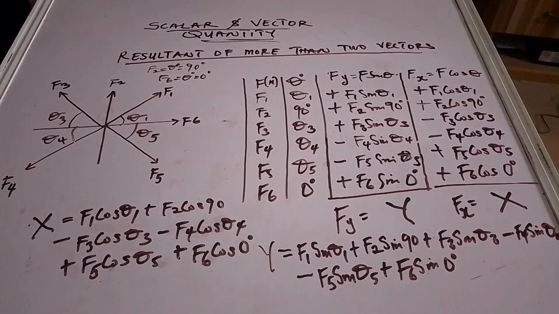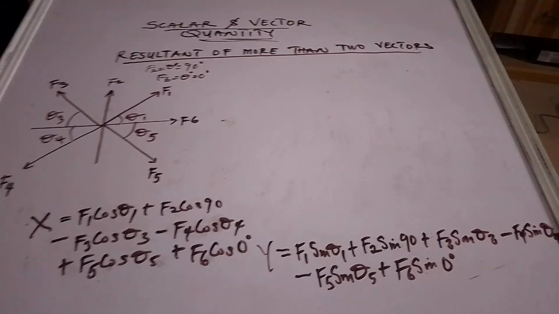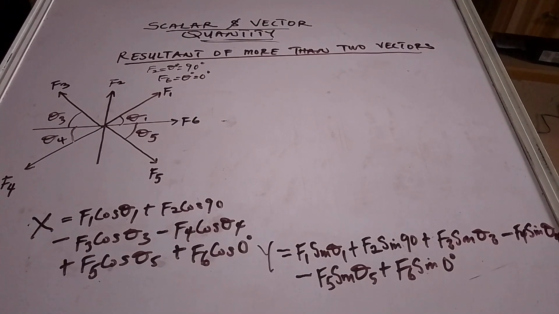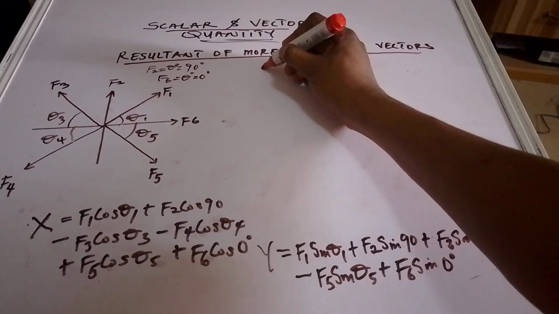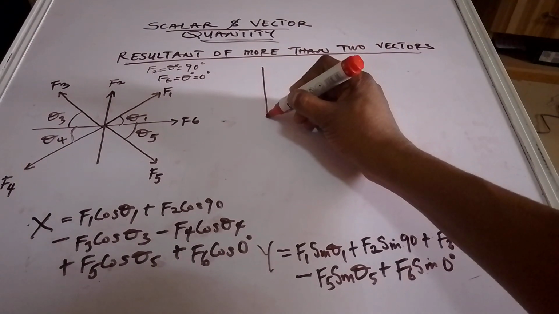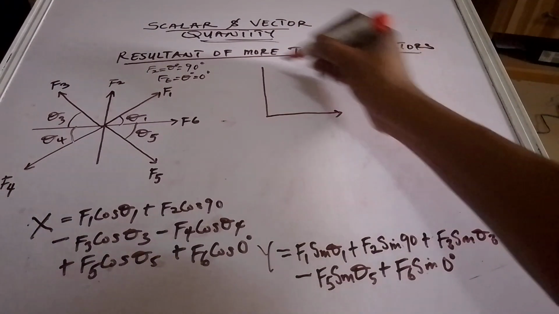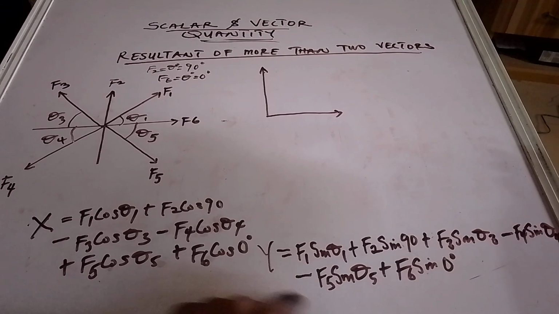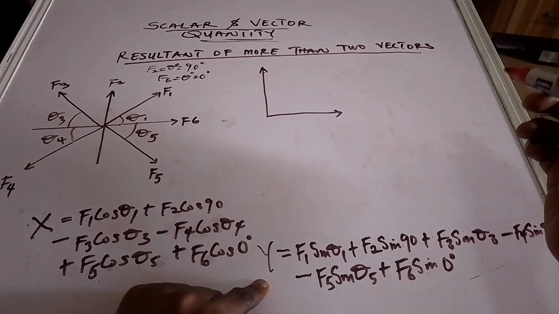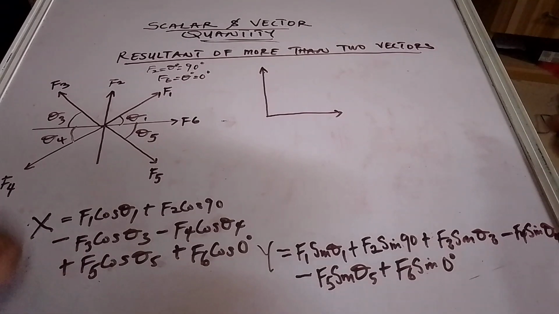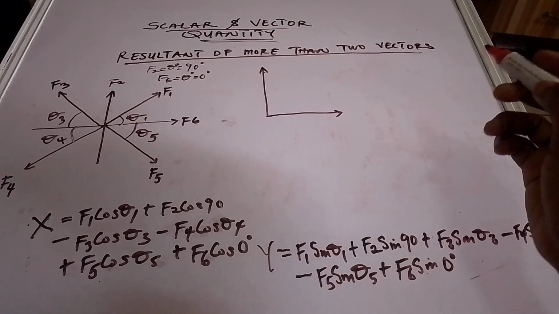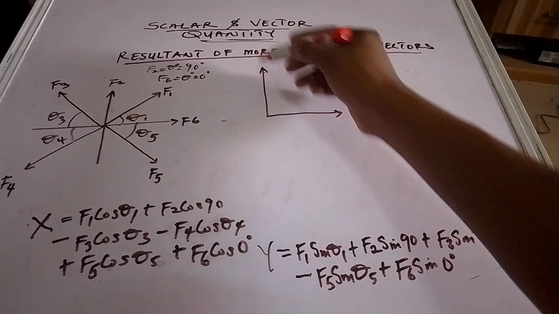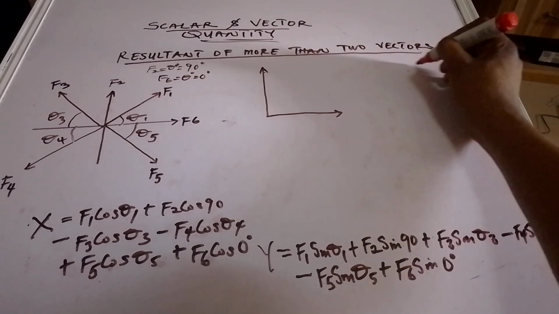Now that we have a value for each, the next thing is to proceed to resolve them. So we are going to have two values, one representing the y-axis, one representing the x-axis. Whatever the result of this one is will be our y-axis, and whatever the result of this one is will be our x-axis. But how are we going to draw this? Are we going to draw it this way, or this way?